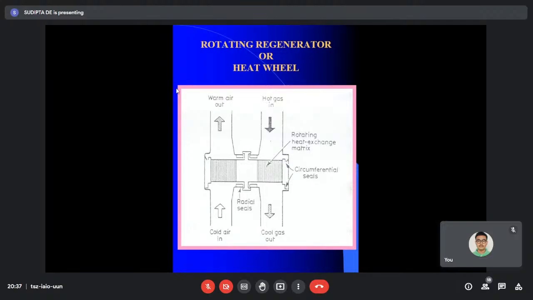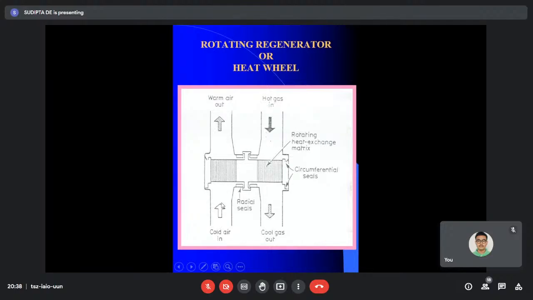So if you look into the device, just one minute. So now if we look into the device, you see that there are two parallel ducts. This is one duct, this is another duct. The duct may be of square or rectangular cross section.